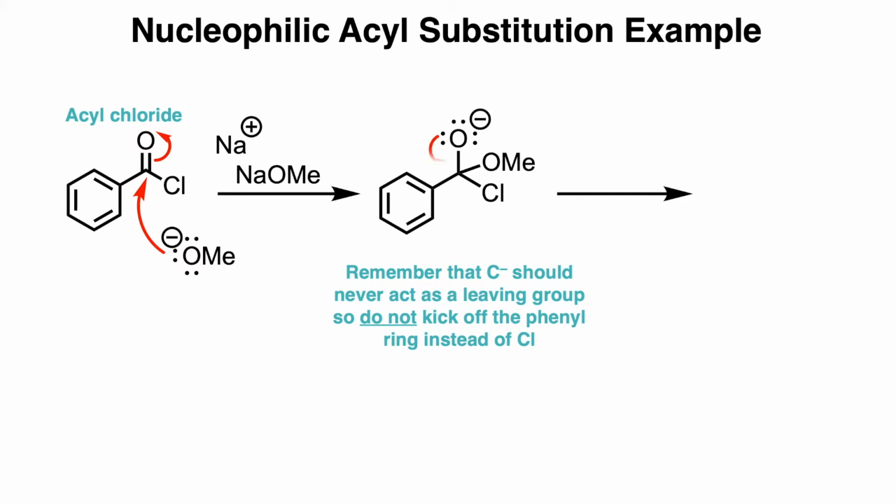Then a lone pair on O- comes back down to reform the carbonyl and Cl leaves. So remember that C- should never act as a leaving group, so don't kick off the phenyl ring instead of the chloro group in this particular example. Then this forms our final product, which is an ester.